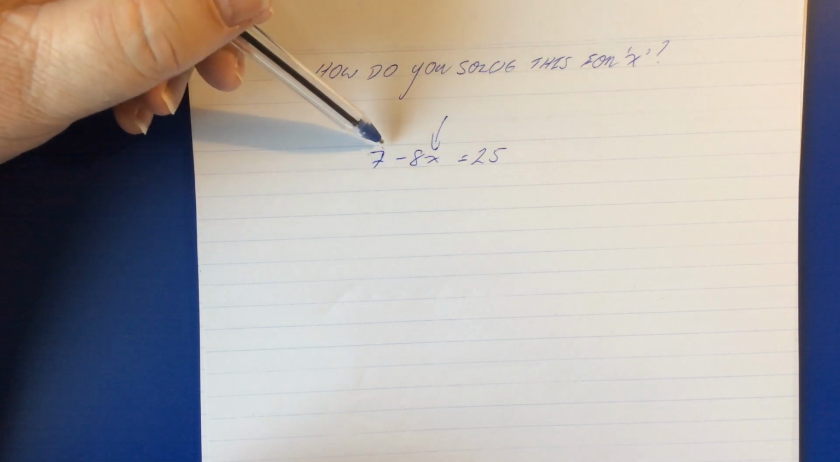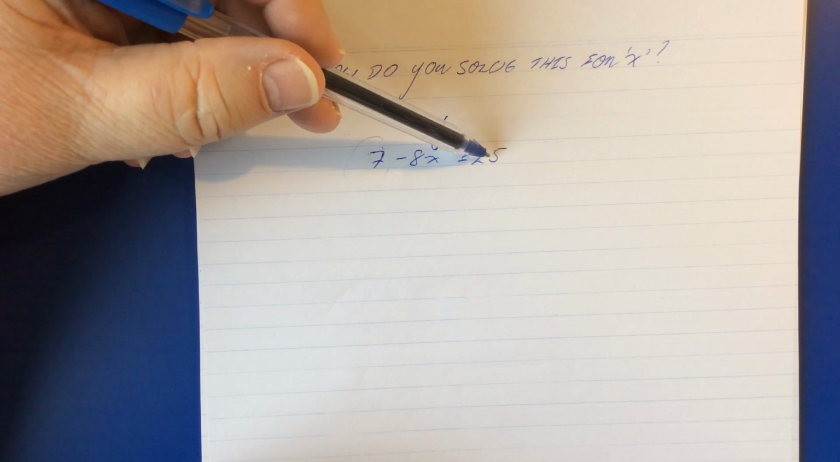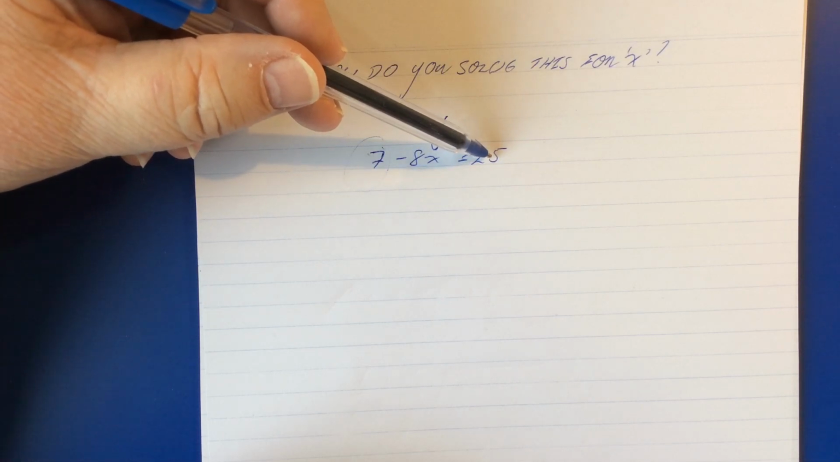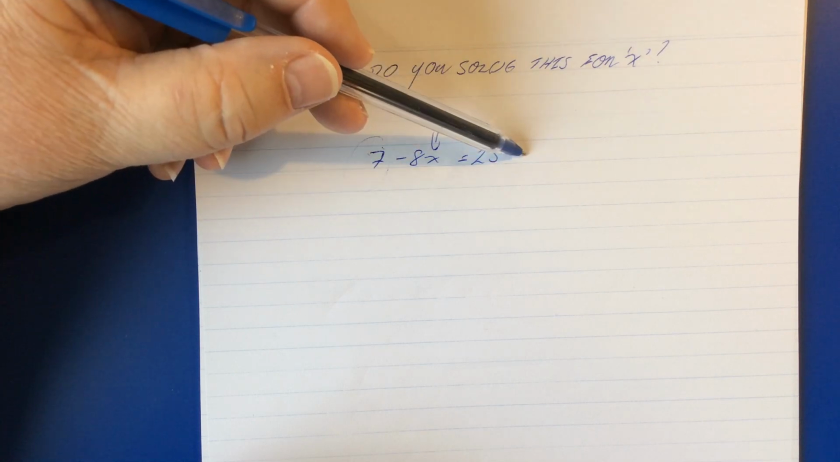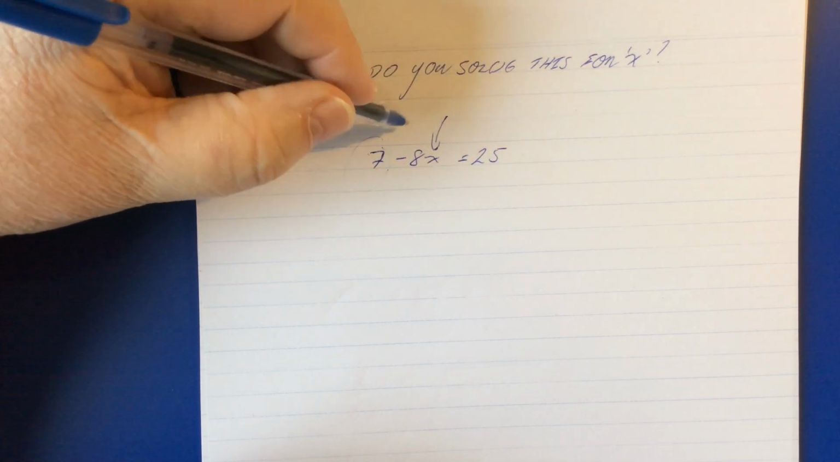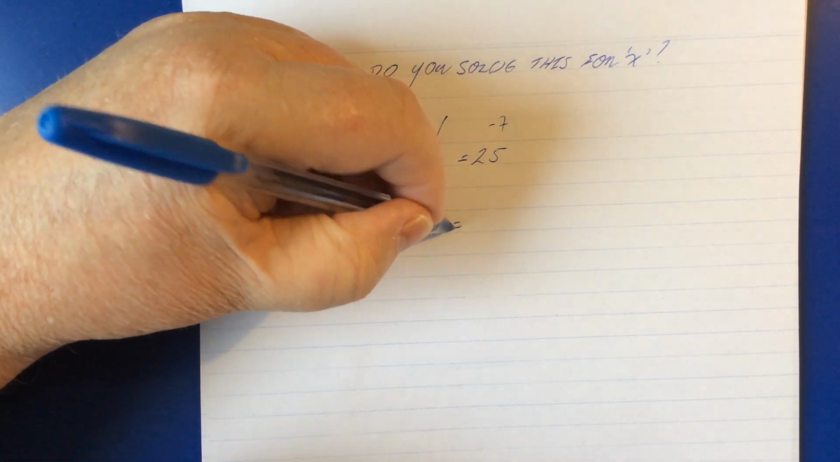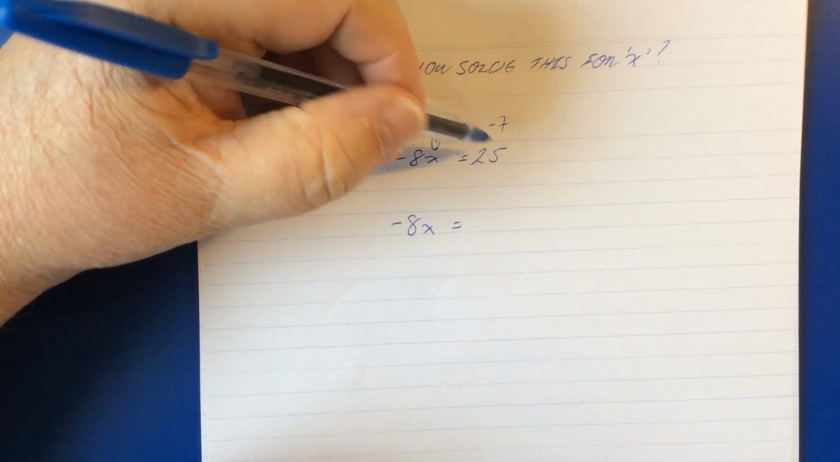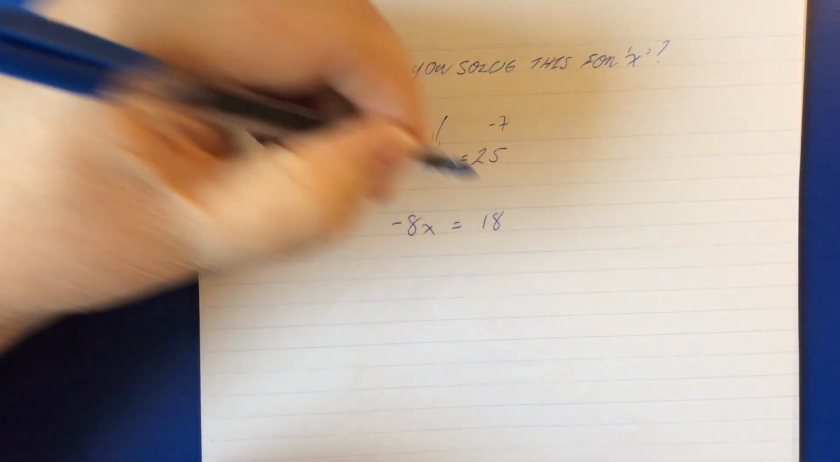So we're going to start here. Depending on how you view these things, we're either going to move this 7 to this side of the equation and make it negative, or we're going to subtract 7 from both sides of the equation, and we get negative 8x equals 25 minus 7, which is 18.